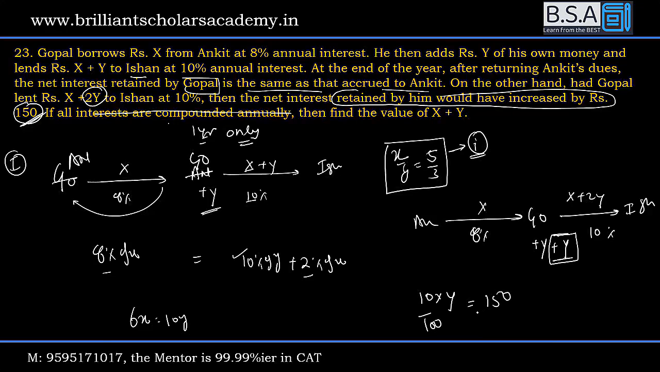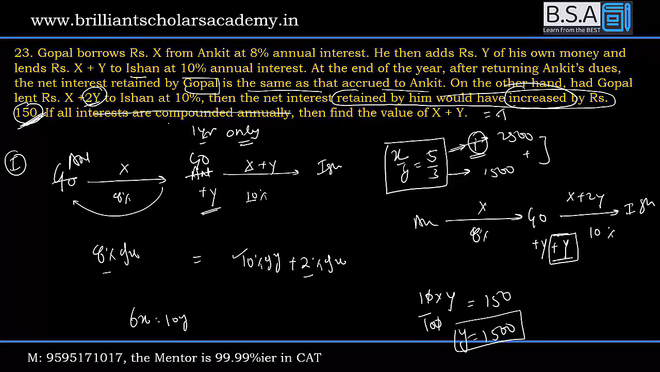That is all you have been told. If he gives away money to Y, he generates 150 rupees more. Retained would have increased by 150 rupees. Cancel, cancel. This gives me Y is equal to 1500. If Y is equal to 1500, X must be 2500. What is X plus Y is the question. It's a theta question from CAT.